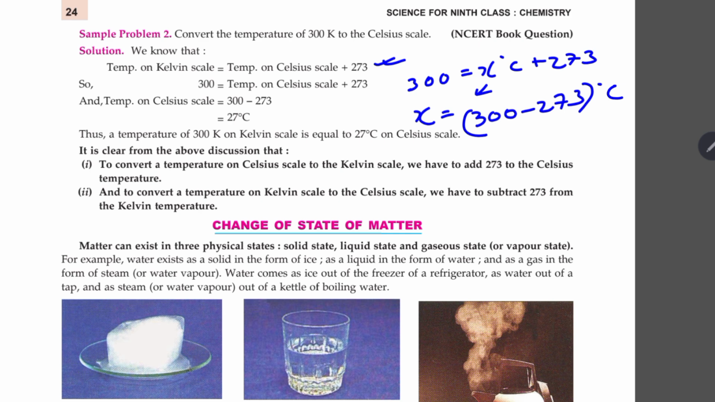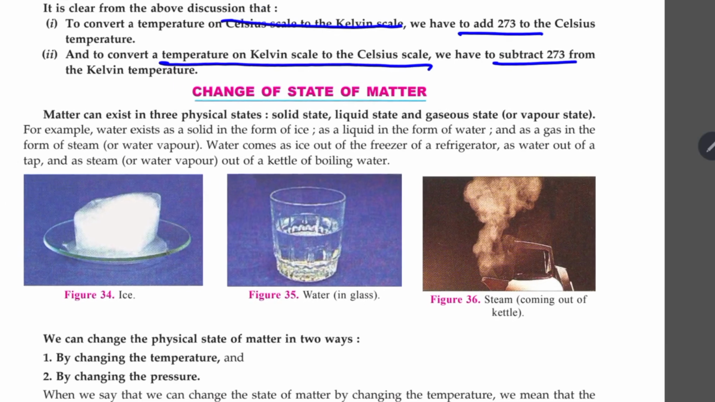So to convert a temperature from Celsius to Kelvin, what do we need to do? Celsius scale to Kelvin scale, we just need to add 273. To convert from Kelvin scale to Celsius scale, what will we do? We will subtract 273 from the Kelvin temperature.